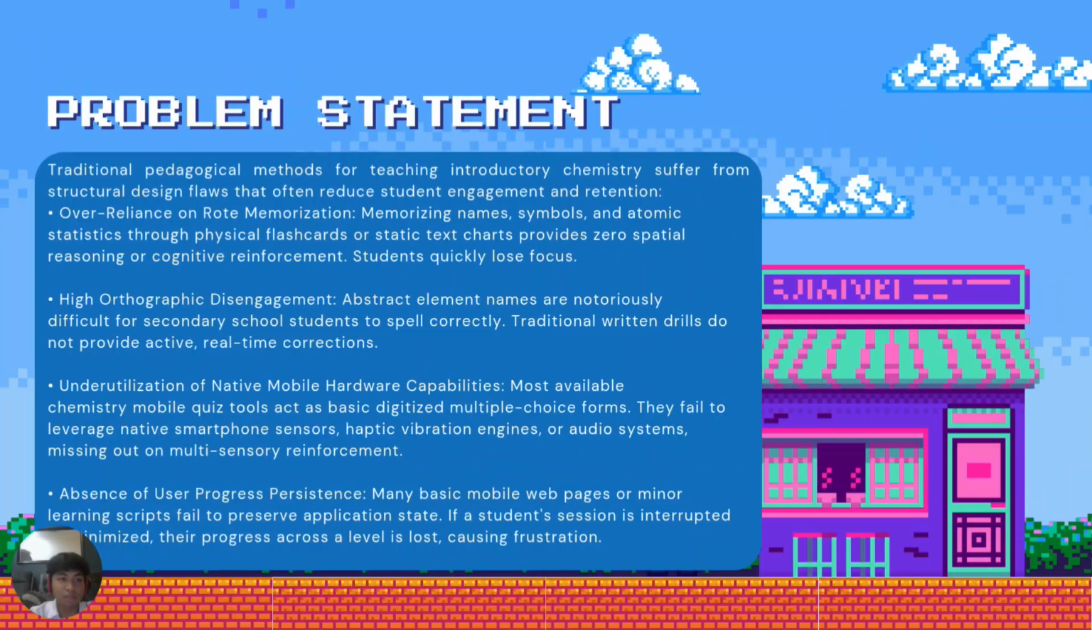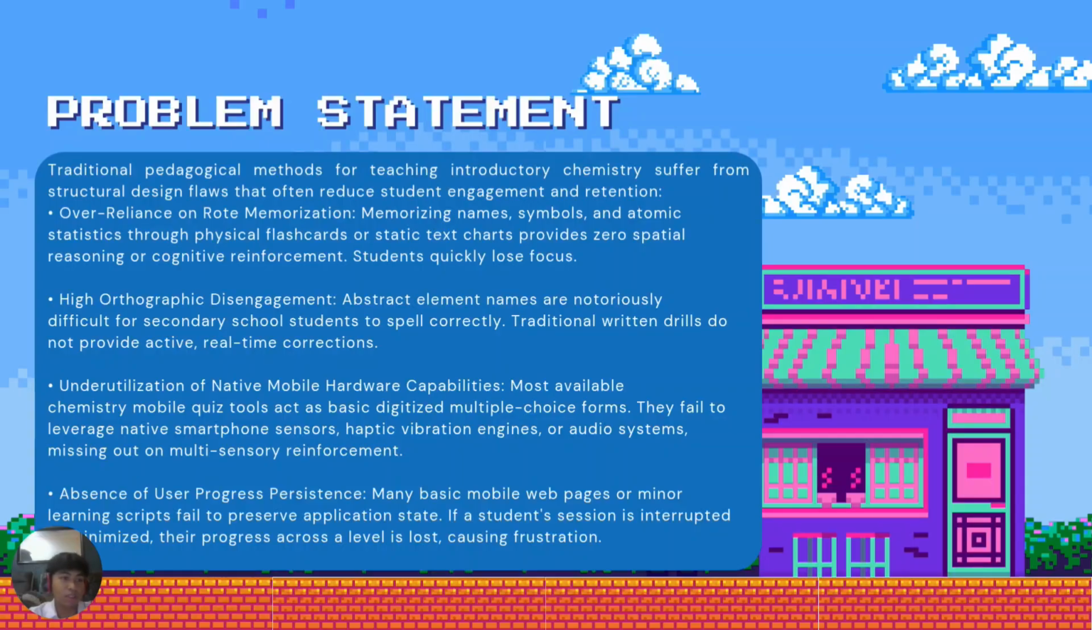Next is the problem statement. The traditional pedagogical method for teaching introductory chemistry suffers from structural design flaws that often reduce student engagement and retention. The first one is the over-reliance on rote memorization. Memorizing names, symbols, and atomic statistics through physical flashcards or static text charts provides zero spatial reasoning or cognitive reinforcement. Students quickly lose their focus.